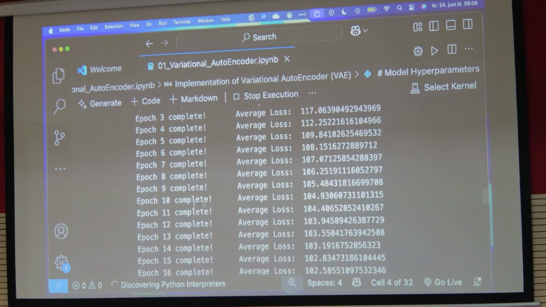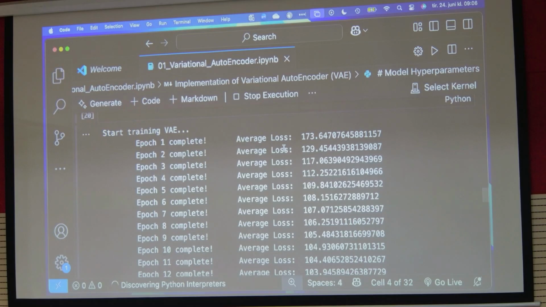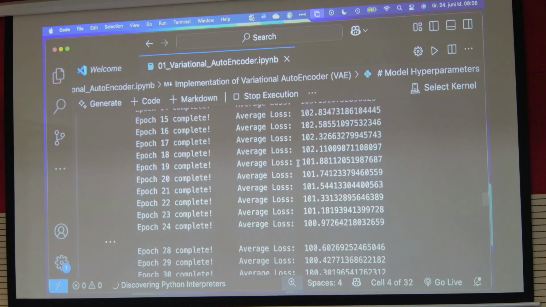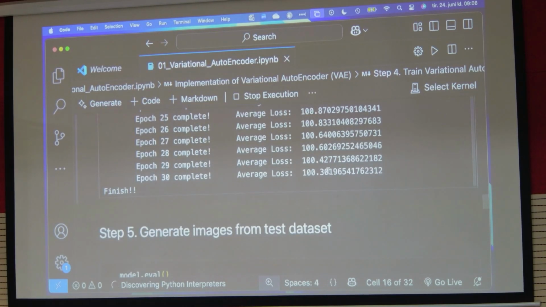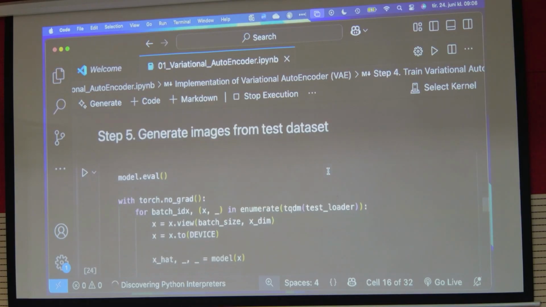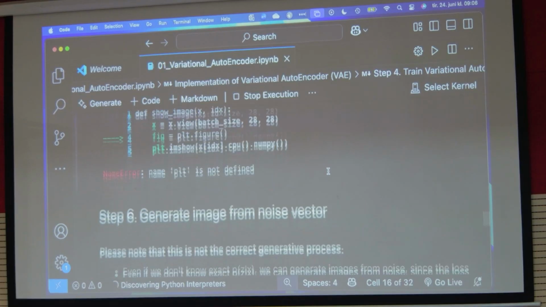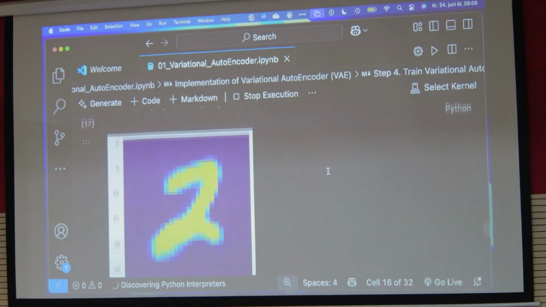here you can see that the loss is going down. This is from the pre-trained run in the morning. You see that it's 173. It goes all the way down to 100. At this point, the number of epochs is completed, and I can already see the reconstruction of the images here.